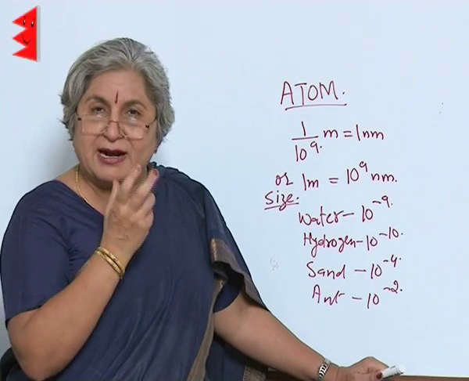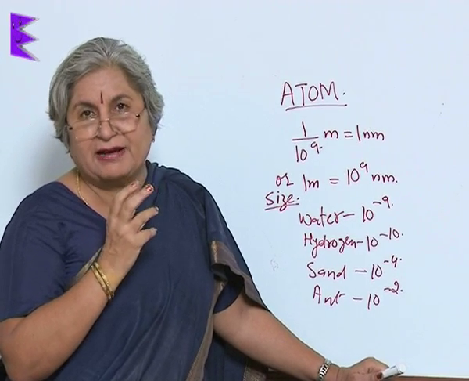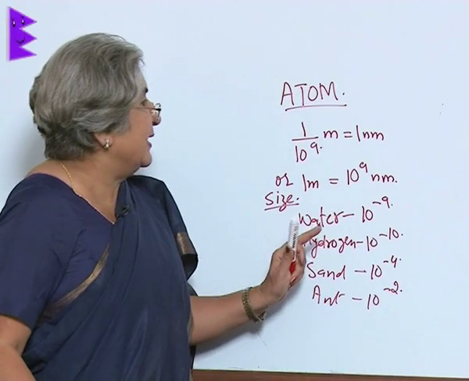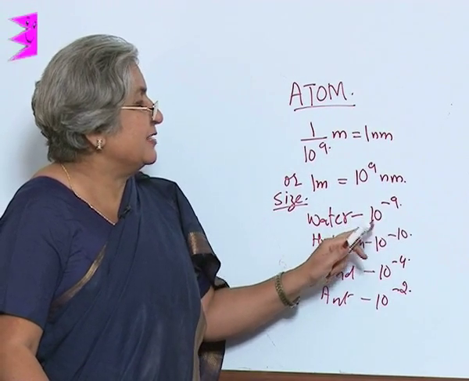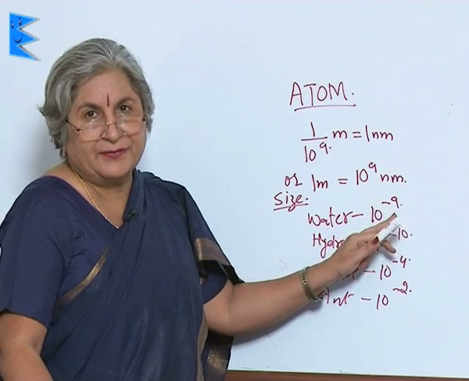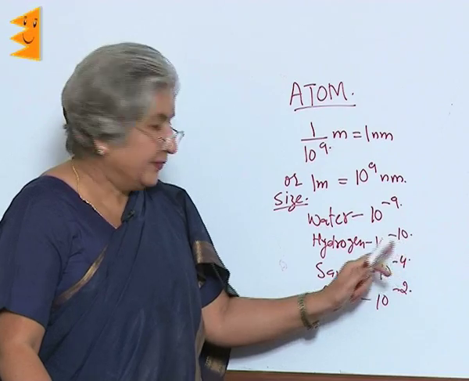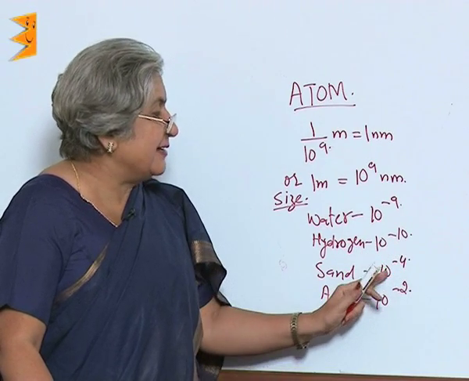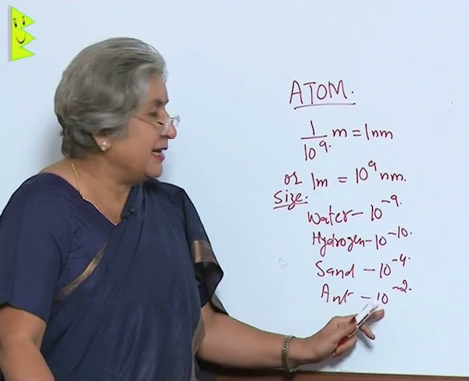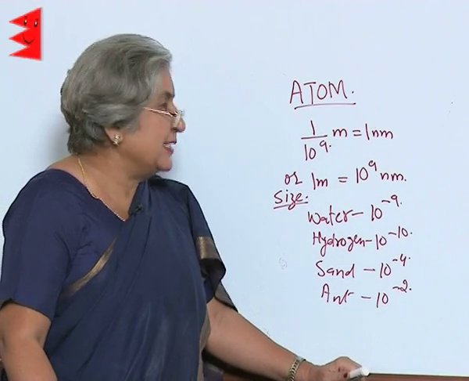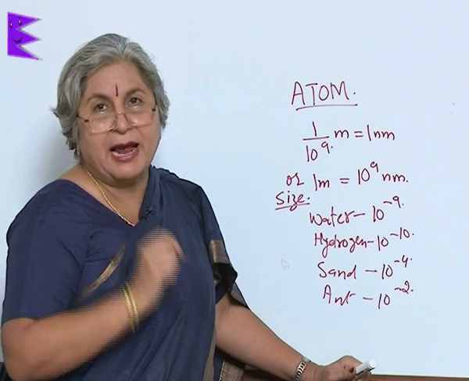If we try to understand the relative size of an atom in terms of their radius, what we find is that in case of water, the radius is 10 raised to the power of minus 9. In hydrogen, 10 raised to the power of minus 10. Sand grain is 10 raised to the power of minus 4 and an ant 10 raised to the power of minus 2. How can we measure an atom?